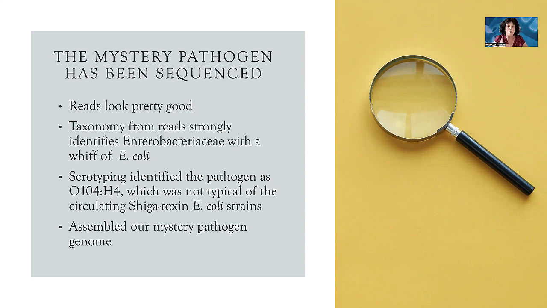We did a serotyping pipeline, and that showed that the pathogen was O104:H4. This was not typical of the circulating E. coli strains that contained Shiga toxin in Europe at the time. And in the last two episodes, we assembled our mystery pathogen. And so now we're going to annotate it.